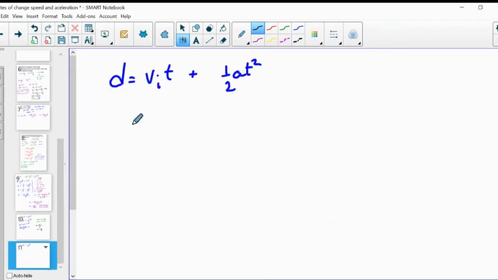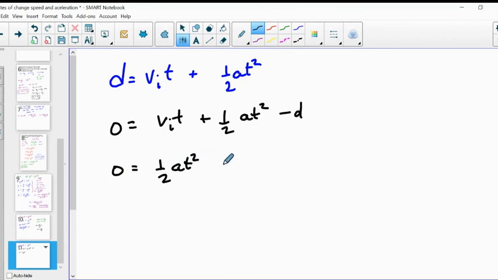This equation is possibly the most difficult. It has the easiest algebra in some senses, but the mathematics to solve it are a little more challenging. I'm going to move d to the opposite side of the equation, and so what we'll end up with is a 0 over here, and v_i t plus 1/2 at squared subtract d. And I'm going to reorganize this a little bit so that we have 0 equals, and I'm going to put the t squareds at front, followed by the single t's, minus d.